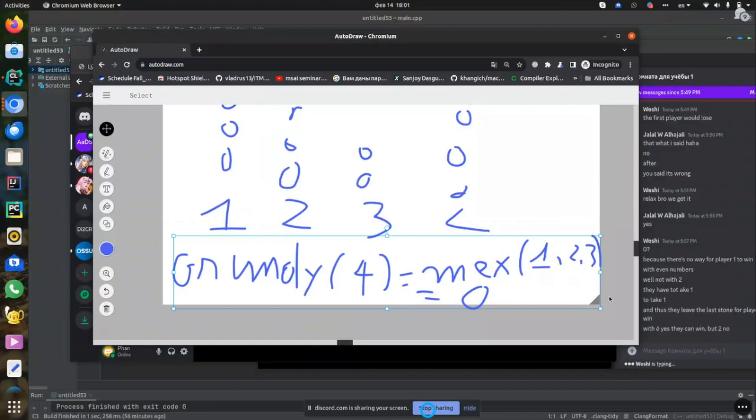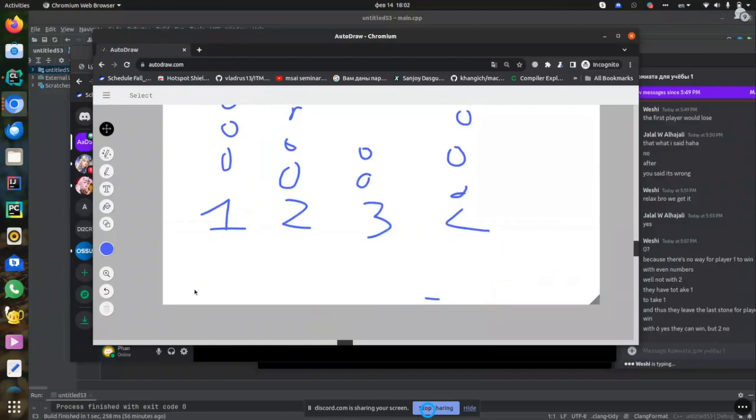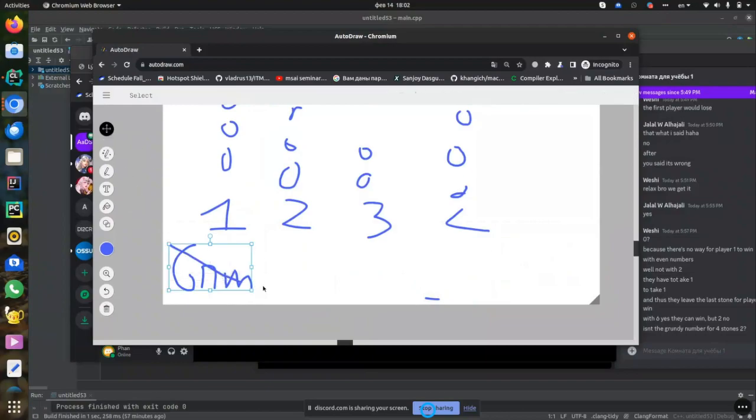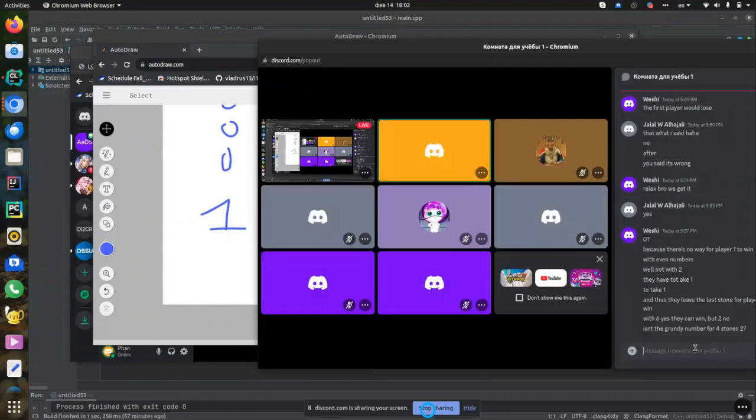So let's try to calculate the Grundy number for five. Is the Grundy number for four stones two? No, it should be zero, because of how we define the Grundy value. Let me type in the chat.